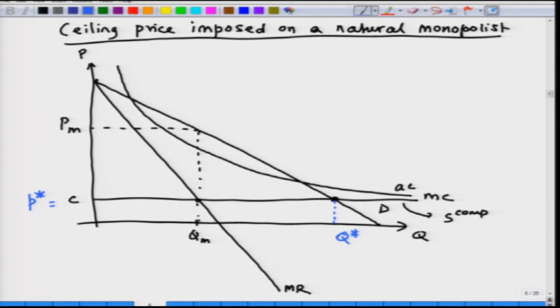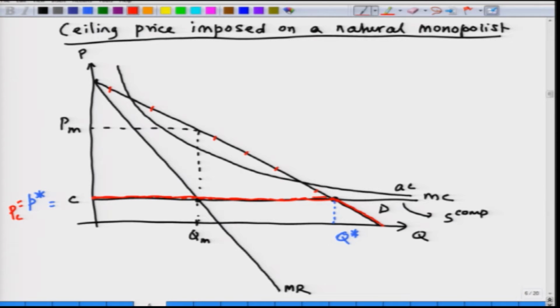Now, suppose the government imposes a ceiling price PC, and this ceiling price is exactly equal to the competitive price P star. In other words, by law the monopolist cannot charge a price greater than P star. So, essentially this portion of the demand curve no longer exists for the natural monopolist. The consumers are there, mind it, but the natural monopolist cannot choose a price there. If that portion of the demand curve is chopped off, the demand curve essentially becomes this flat portion until Q star, and then it follows the old demand curve.